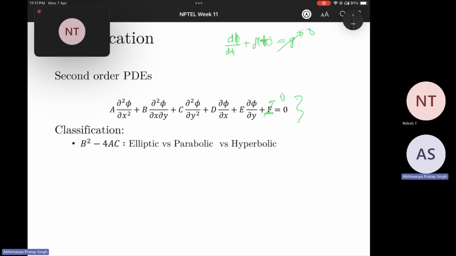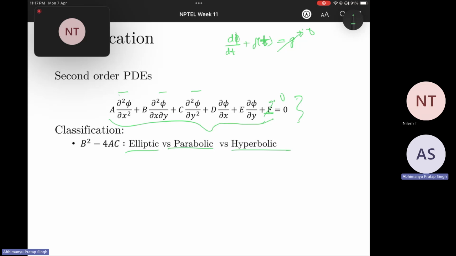Similarly, for the case of PDEs also, if this F term becomes zero, then it's a homogeneous PDE. Now we can classify these PDEs into three parts: elliptic, parabolic, and hyperbolic. How do we do this? We write the PDE in this form, and then we just need to look at the coefficients of all the second order terms. So these three are the second order terms, these are first order terms, so it does not matter what the coefficients of these first order terms are.